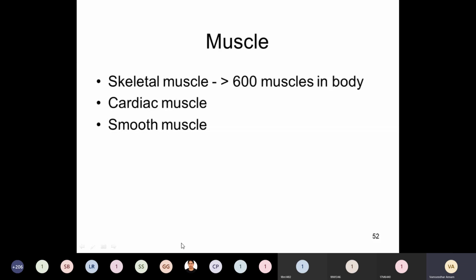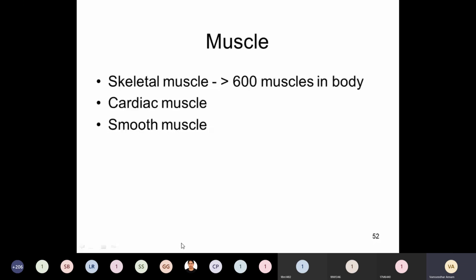Okay, that completes bone. Next topic is muscle. In muscle, all of you know there are skeletal muscle, cardiac muscle, and smooth muscle. Three types of muscles are present. The topic here will be mainly skeletal muscle. What is its normal function? How does it function? Then what are the diseases affecting skeletal muscle? Because cardiac muscle has already been discussed in CVS, the cardiovascular system.